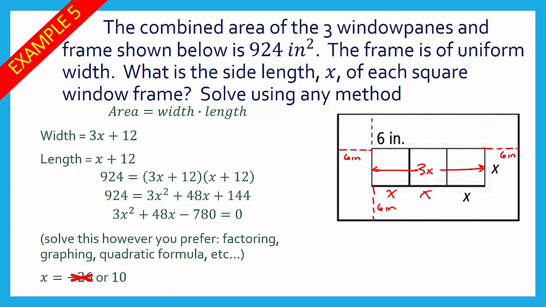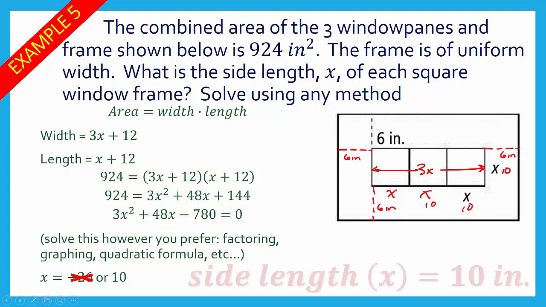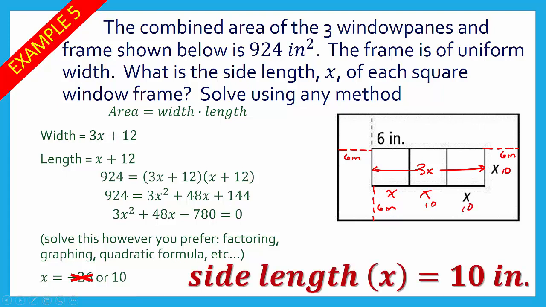So we can only have the positive. So x is 10, and notice that's where we can stop, because this is 10, this is 10, this is 10. So each side length is 10, so we've already answered the question. Side length is 10 inches.